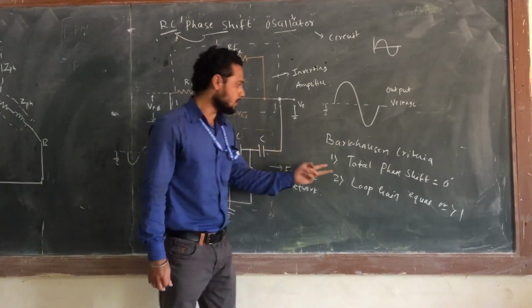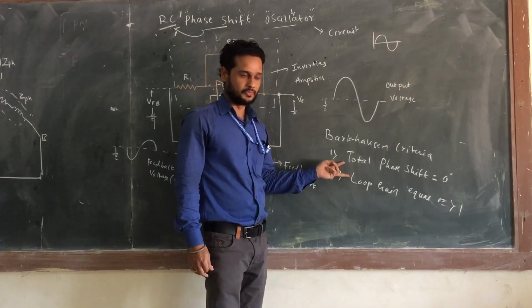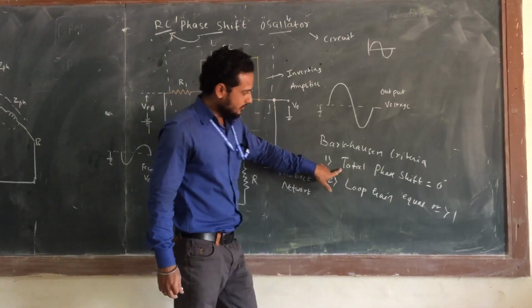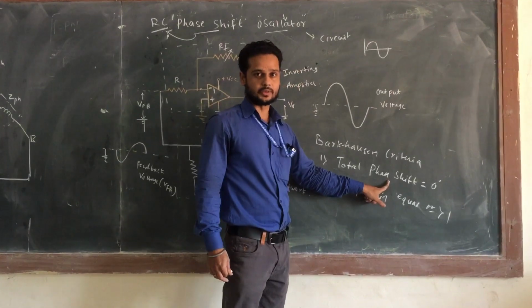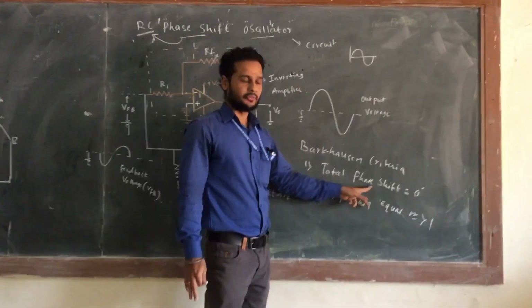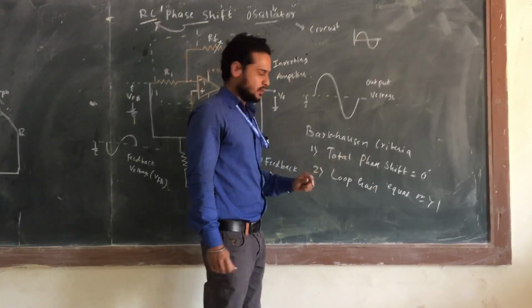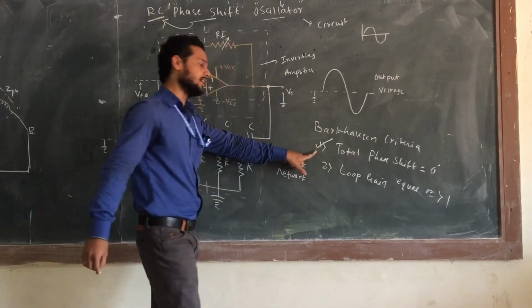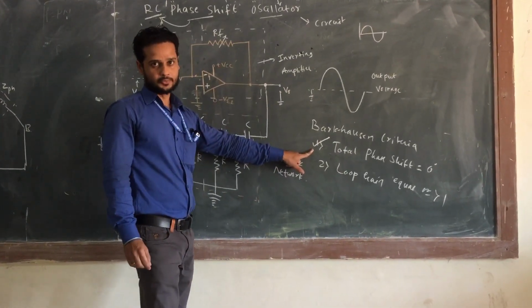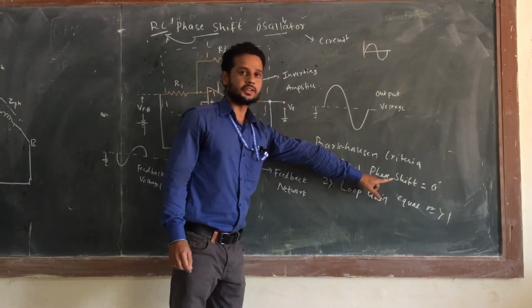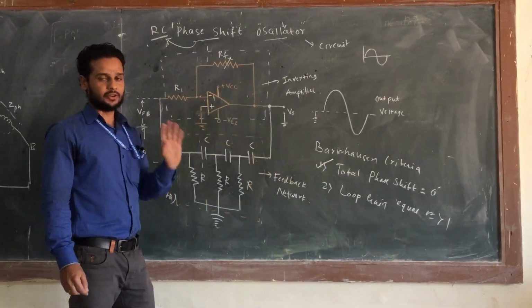Now let us concentrate on these two conditions here. The first condition is what? The total phase shift must be 0 degree. You just have to check whether these two conditions are satisfied or not. Let us see whether this first condition will be satisfied or not. What you have to achieve here is 0 degree.